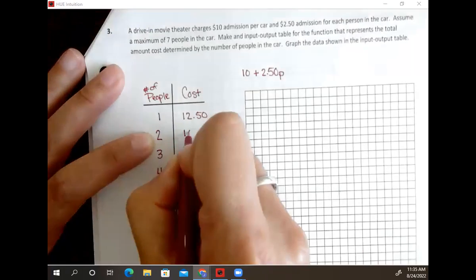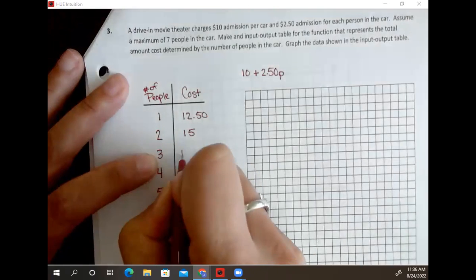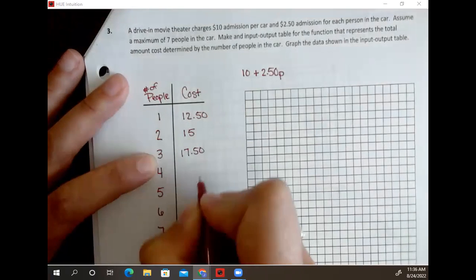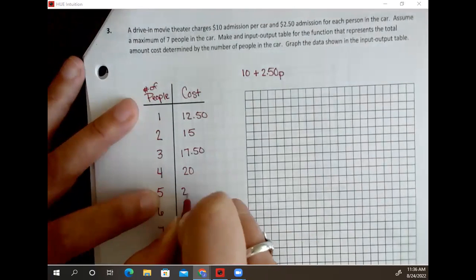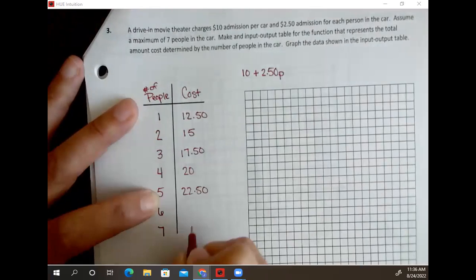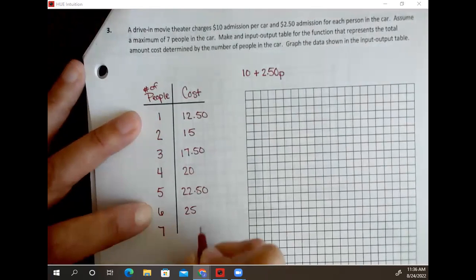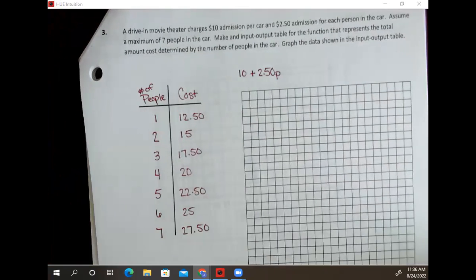So this would be 15. This would be $17.50. For 4 people, that'd cost me $20. Then $22.50. $25 and $27.50. Questions for me so far?